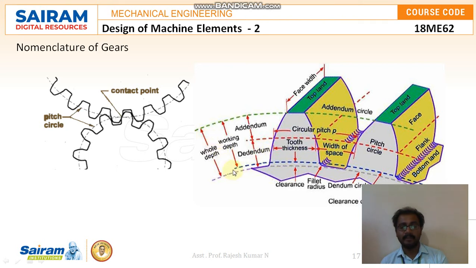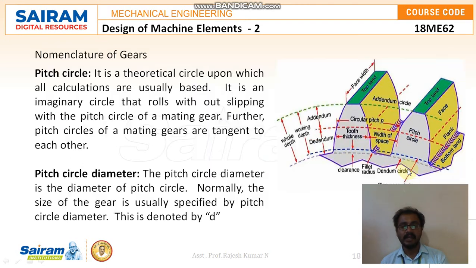And we have the whole depth, working depth, tooth thickness, and circular pitch. You can see the distance from this end to this end we will call the circular pitch. And the pitch circle, and the face. This is the face, this is the flank, this is the top land, and this is the bottom land. I will explain in detail.